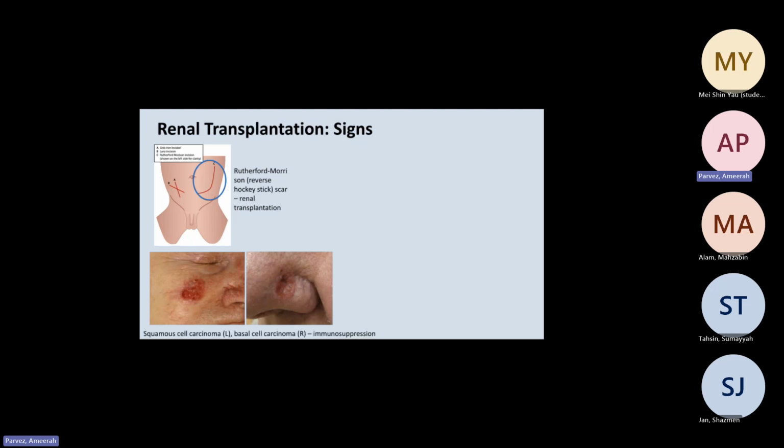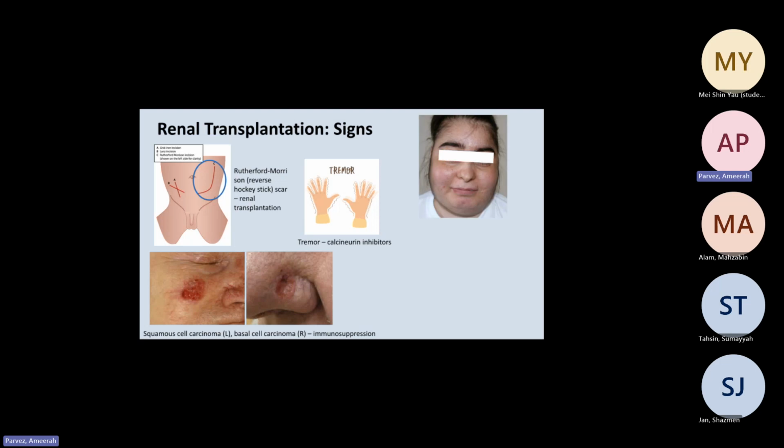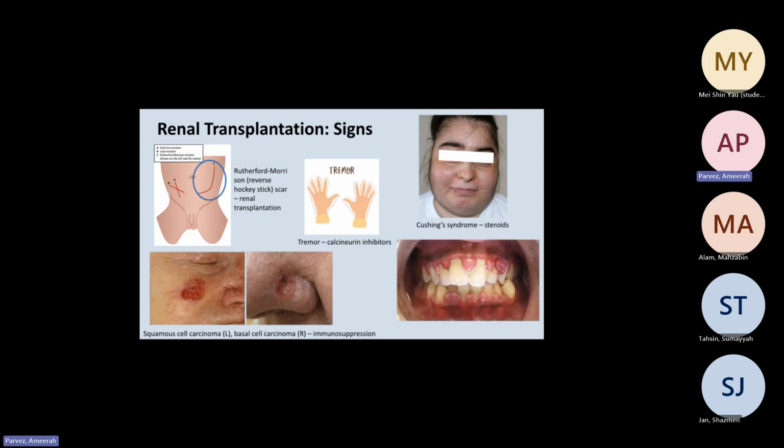So here's a picture. So squamous cell carcinoma over here and basal cell here. You will do more on this in year 5, so you don't necessarily need to remember what they look like, just that there is a strong association. You may notice a tremor, which is associated with certain medications given as part of post-transplant immunosuppression, calcineurin inhibitors, and then if they're on long-term steroids, you may notice signs of Cushing syndrome. And finally, gum hyperplasia associated with cyclosporin.